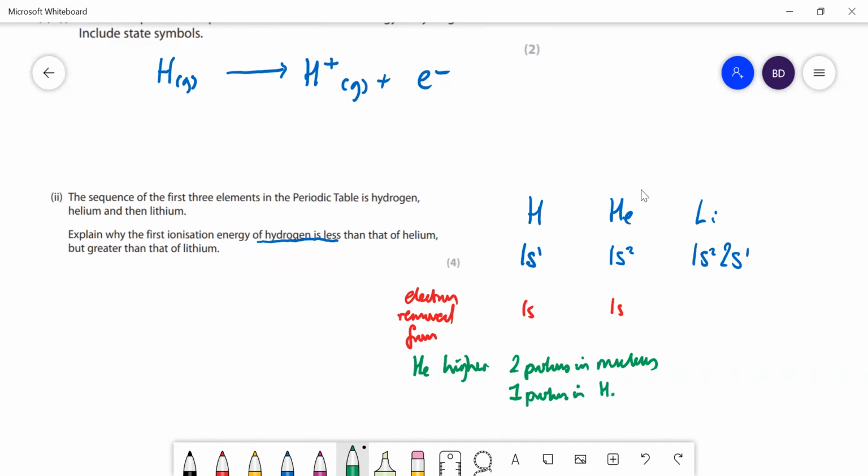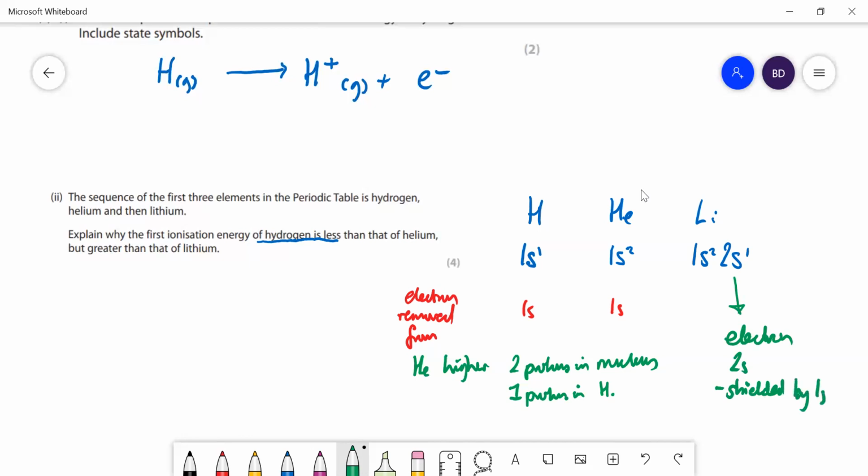Okay. And the second point, why is lithium's lower than hydrogen? Well, the reason why is because, in lithium, the electron is coming from where? The electron is coming from the 2s orbital, and that is shielded by the 1s.